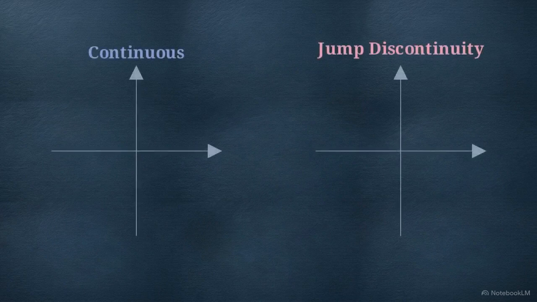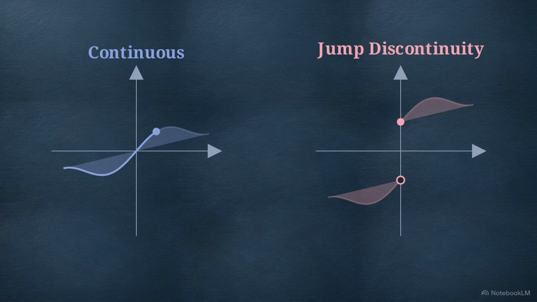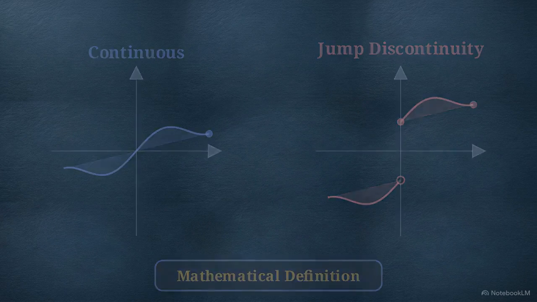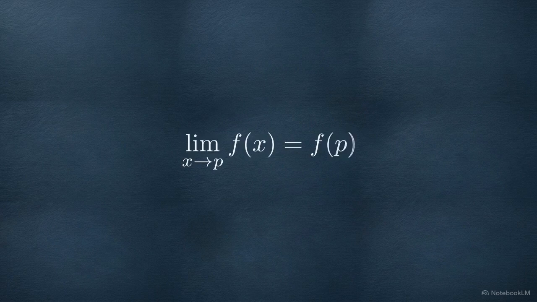This split-screen graph shows two very different types of motion. On the left, a point traces a smooth, continuous path without any interruptions. On the right, the path has a sudden jump, forcing the tracing point to teleport across the gap. We can easily see the difference visually, but to do real analysis, we need to define that difference mathematically.